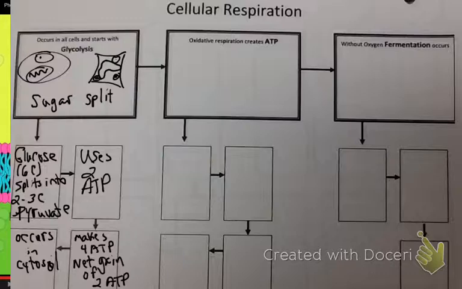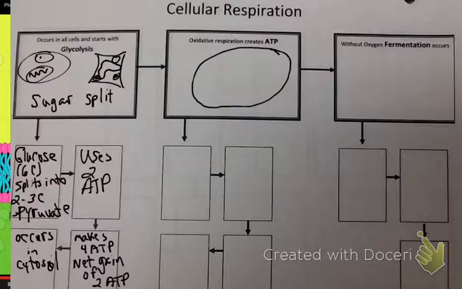So oxidative respiration creates ATP. Where does this occur? Where does respiration occur? In what organelle? In the mitochondria. Good.